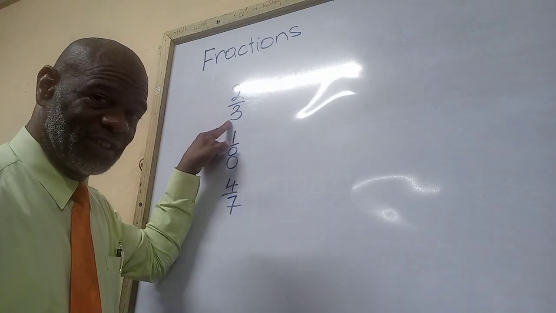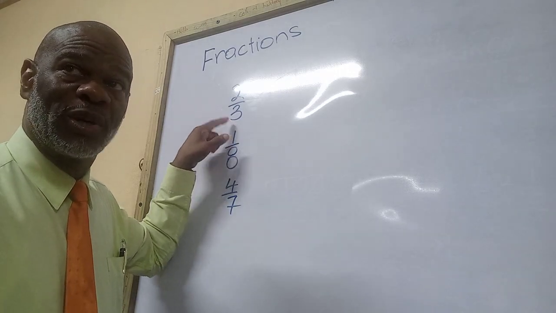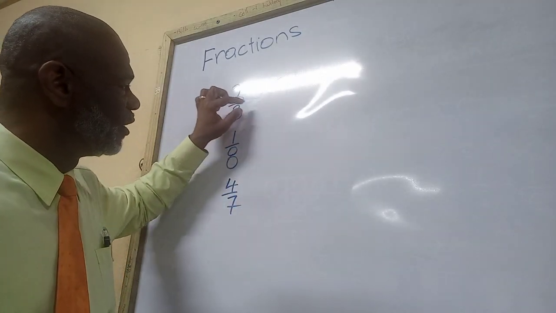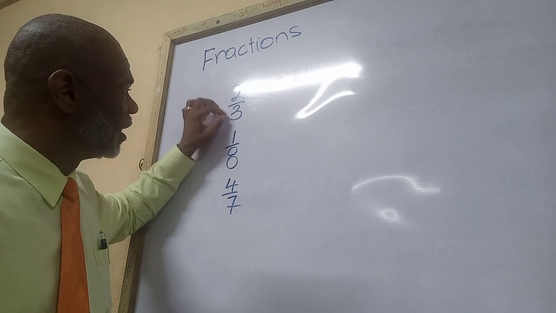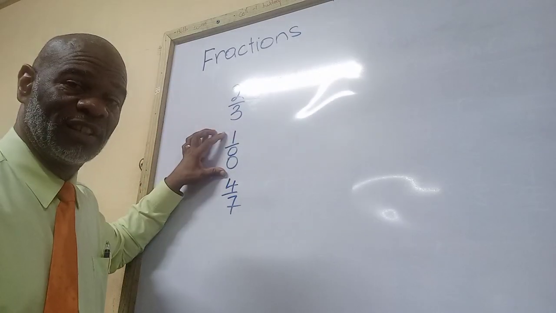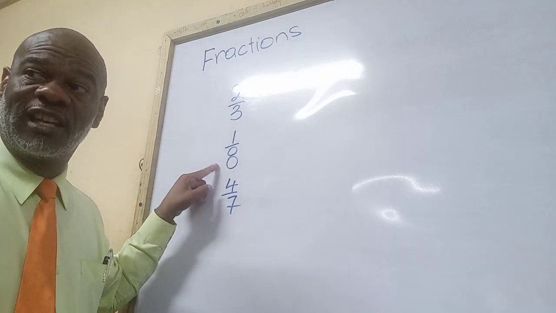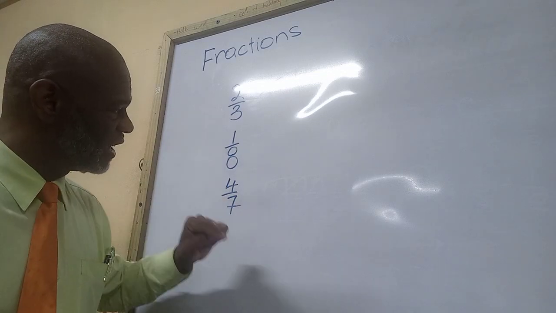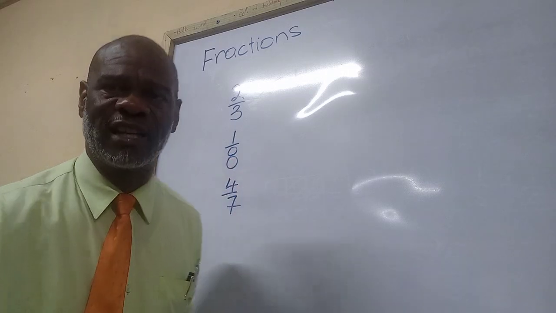Now, what does that tell us? The denominator tells us the number of parts the whole is divided into. Right? And we hear thirds. So it means that the whole is divided into 3 parts. And we are taking out 2 parts. Awesome? Right. Now this one is 1/8, meaning that the whole is divided into 8 parts, and we are taking out 1 part.